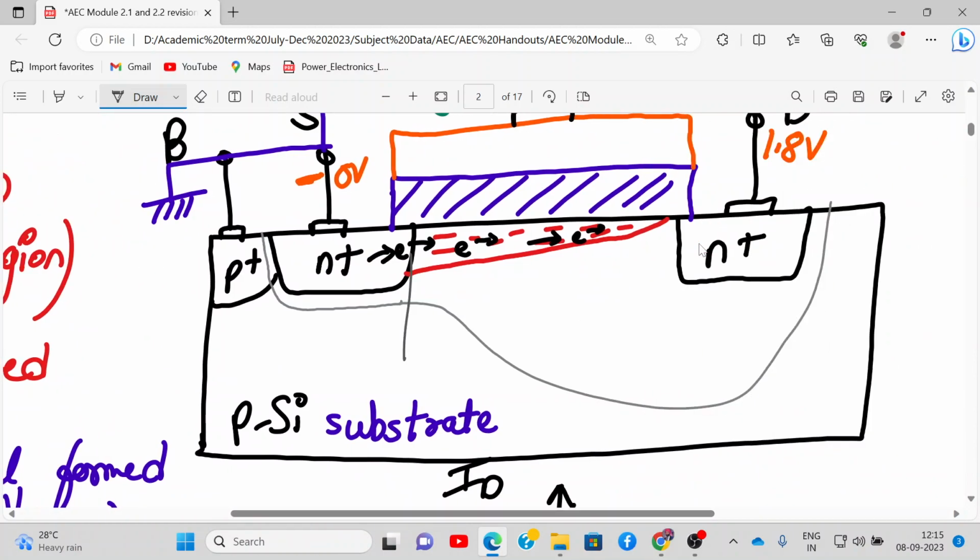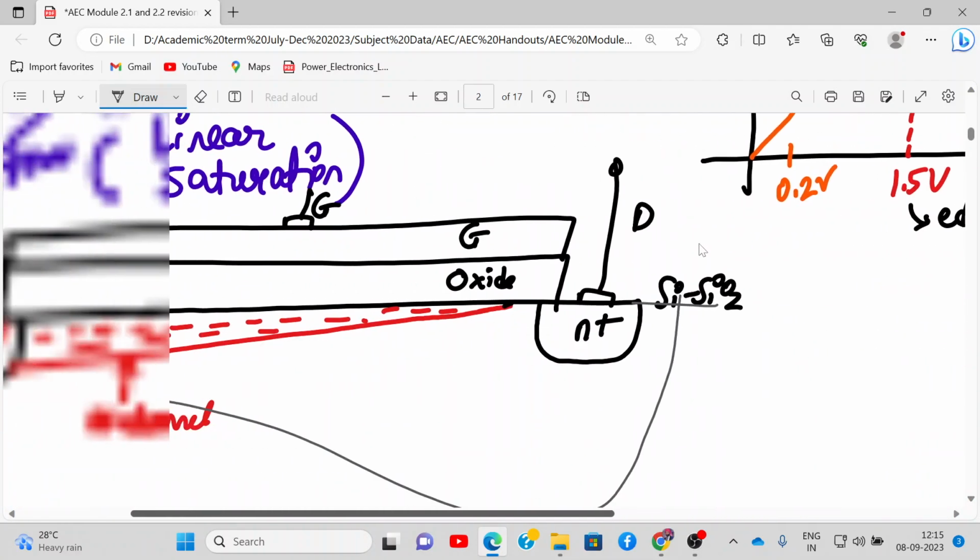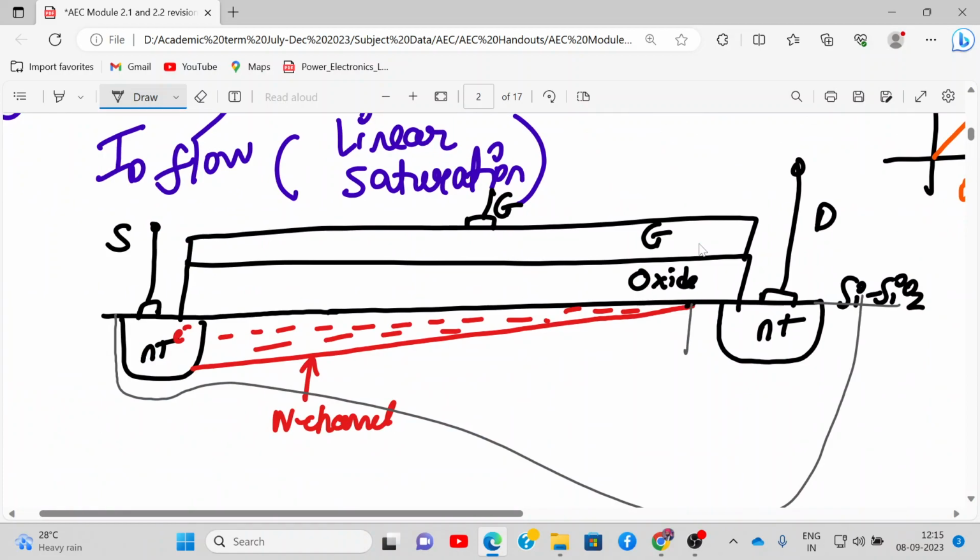This was the channel length earlier, right? This was L. Now the effective channel length will be this much. Earlier, electrons had to travel from source to drain. Now they have to travel from this area to this area, and there is a tremendous, very high electric field.